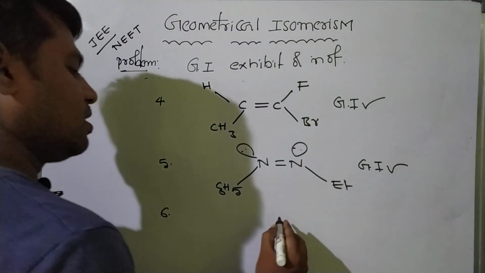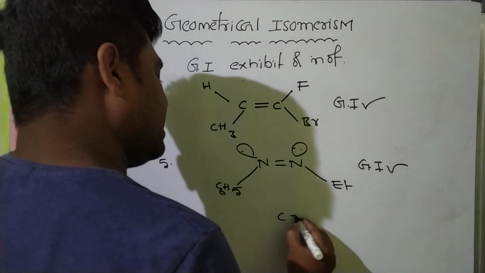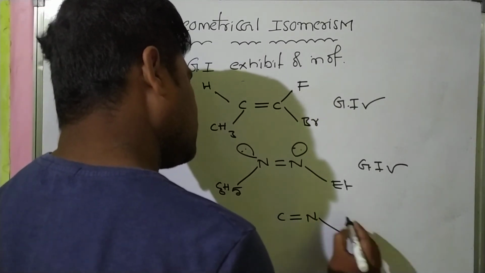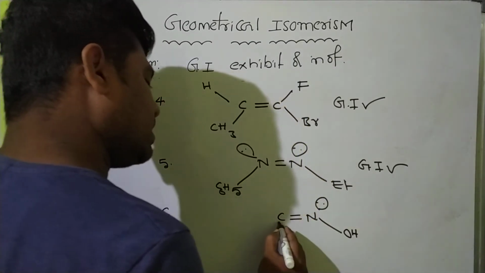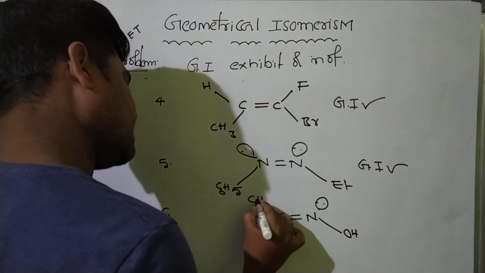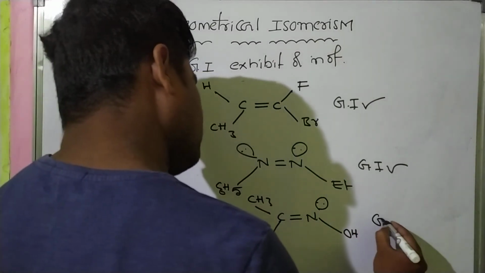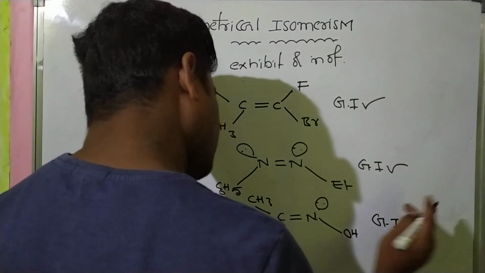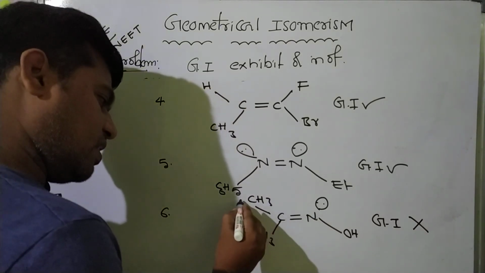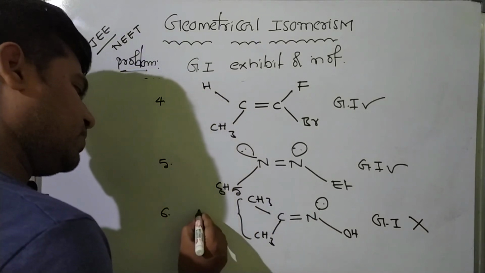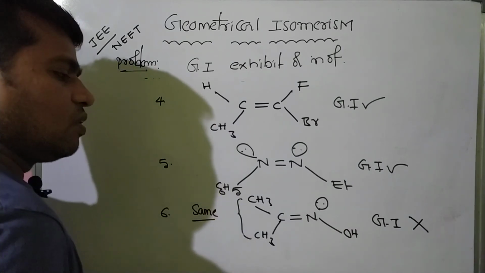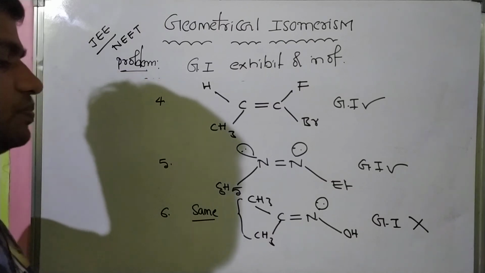Next, C double bond N. This is OH, this is a lone pair, this is a methyl group, and this is again a methyl group. This will not give geometrical isomerism. Why does this molecule not show geometrical isomerism? Because these two groups are the same. Okay, please note.